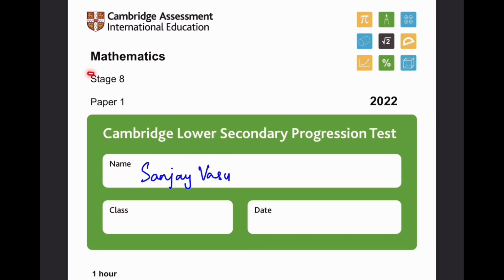This time I'm doing it on Mathematics Stage 8 Paper 1 for Cambridge Lower Secondary Progression Test. We are not allowed to use a calculator. By the way, this is for the year 2022.